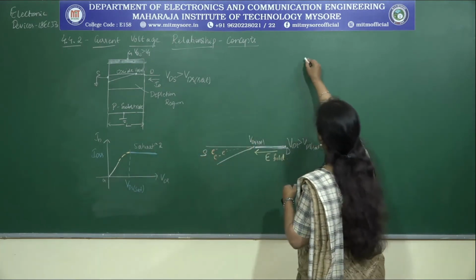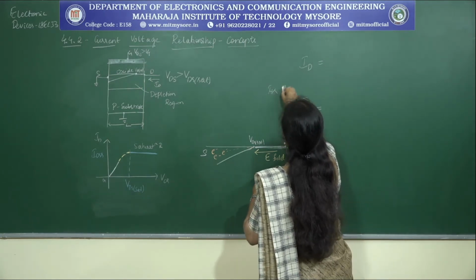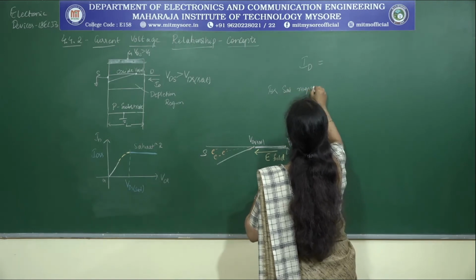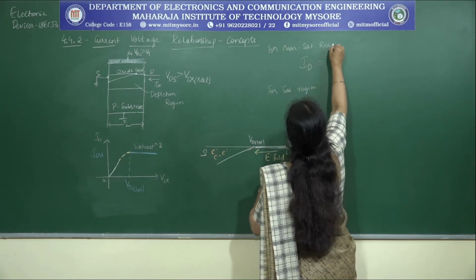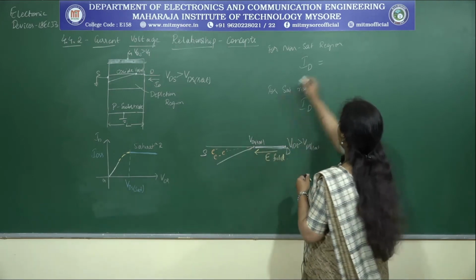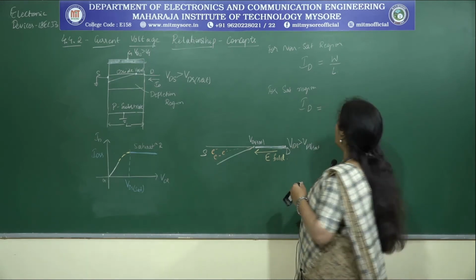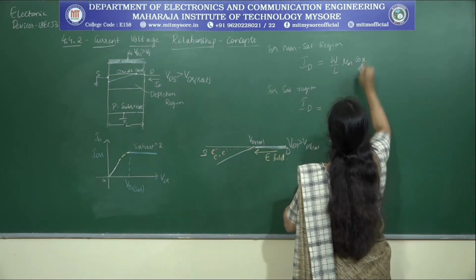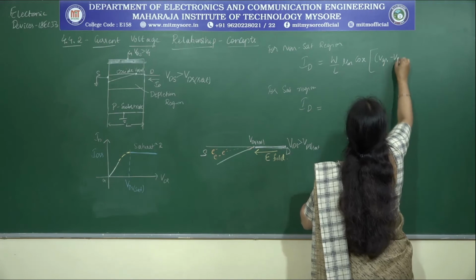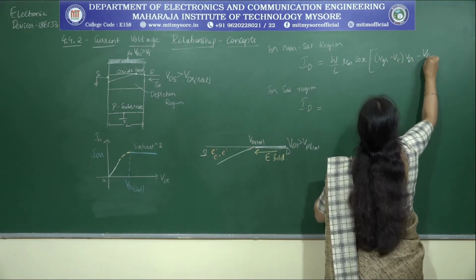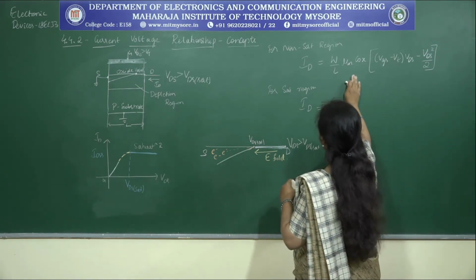So if I want to consider this for the saturation region and this for the non-saturation region, then the ID current equation goes as follows. It is W by L into mu n into COX into (VGS minus VT) into VDS minus VDS square divided by 2. Yeah, this is for the non-saturation region.